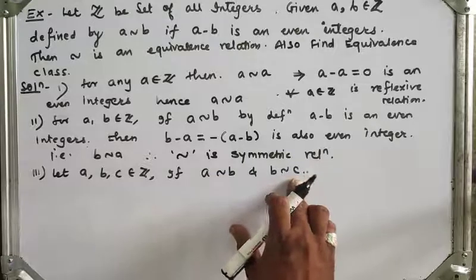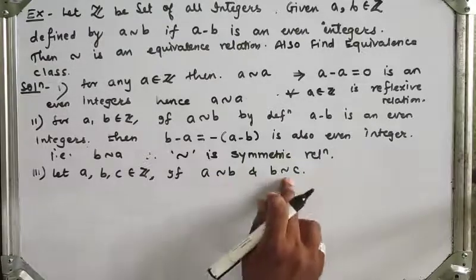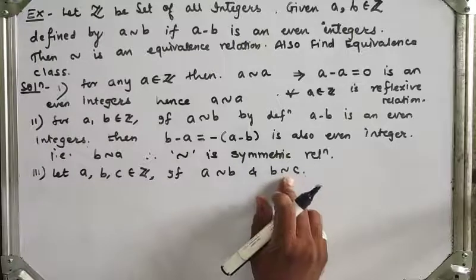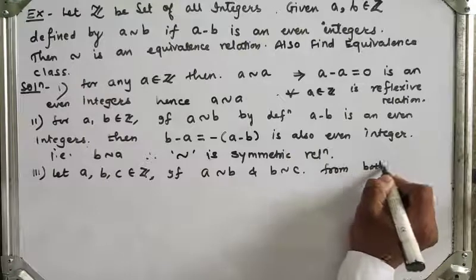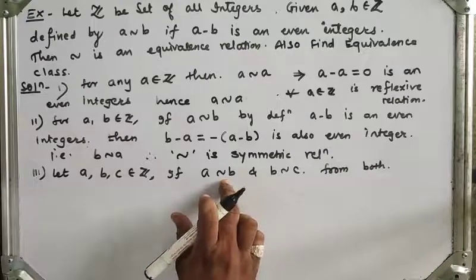Now A is equivalent to B, B is equivalent to C, then from both conditions, here A equivalent to B means what?